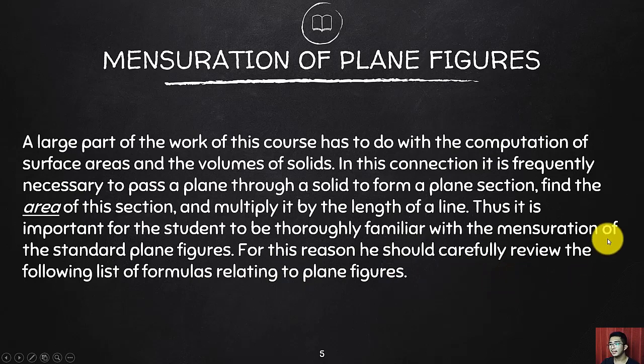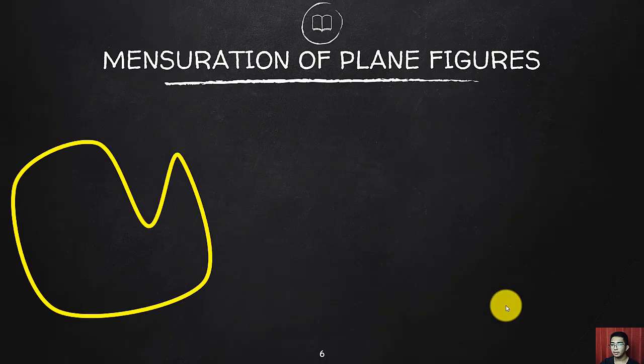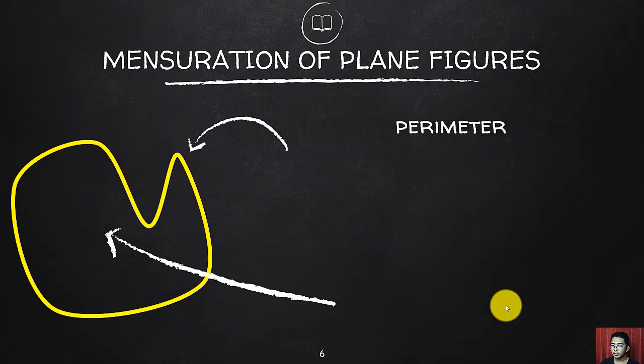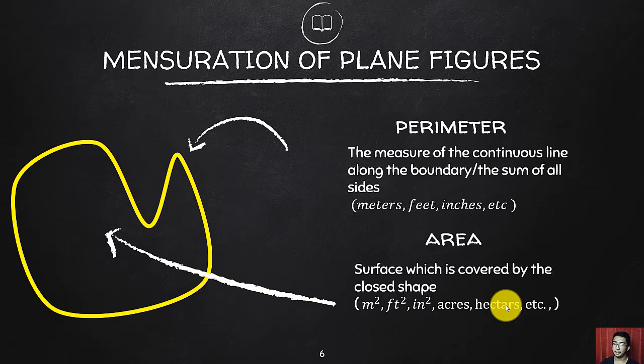Now, if you're not a STEM graduate, these shapes are also, I think, common to you. Some of the shapes, you've known them since your kindergarten or elementary days. So now we're just going to update your knowledge by giving the formula for their area and their perimeter. Okay, so the mensuration of plane figures: what is an area, what is a perimeter.